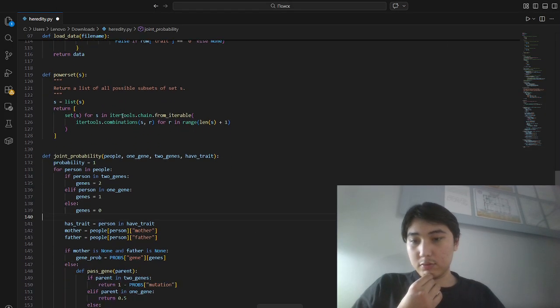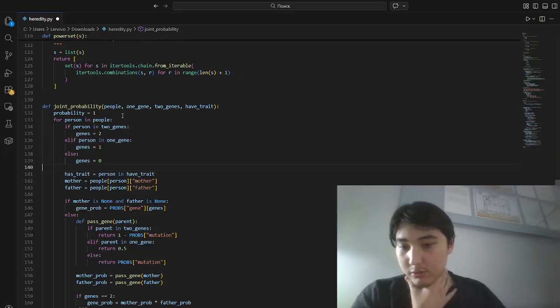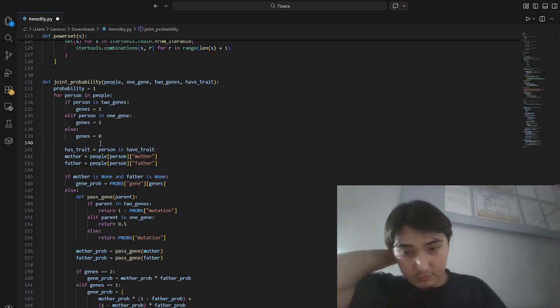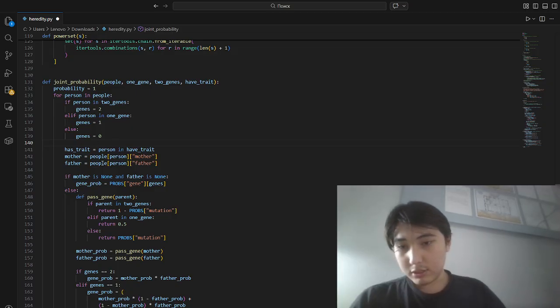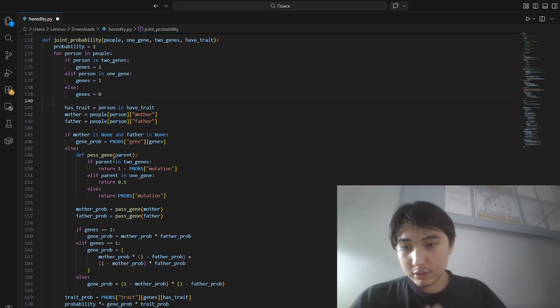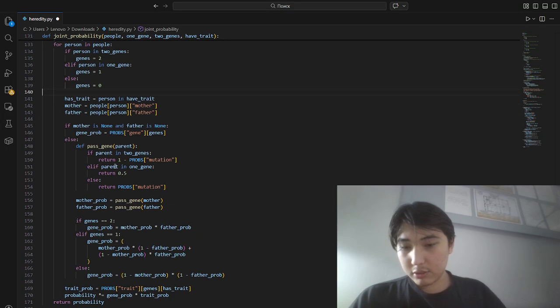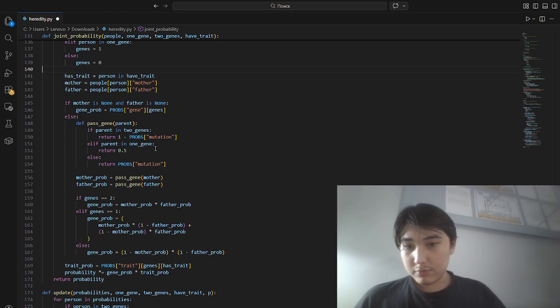Okay. The first is the joint probability function. It calculates the probability of a scenario for the family. It checks how many genes they have. If they have no parents, it uses unconditional probability. Otherwise, it calculates the probability based on the parent genes and possible mutation.